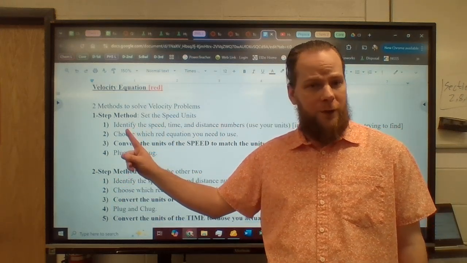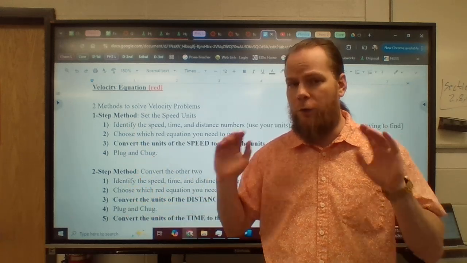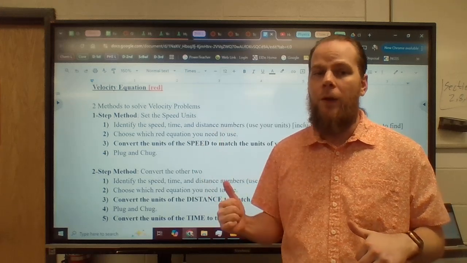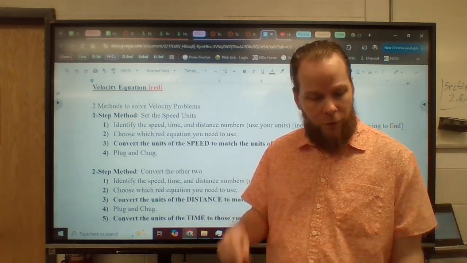I prefer the one-step, but I've had a lot of students prefer this one. So whichever one you want to use will work. We're going to solve a practice problem using both of them, so you can kind of see how that works, but I want to go through these first off.